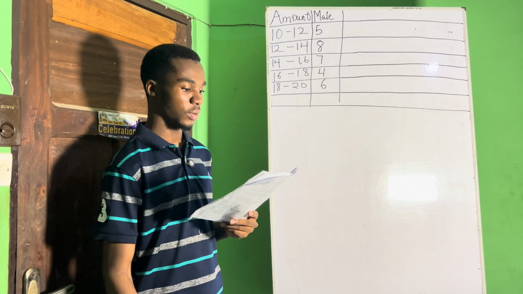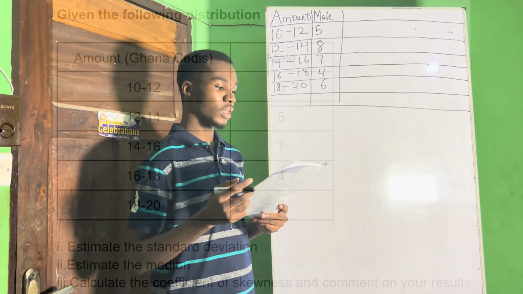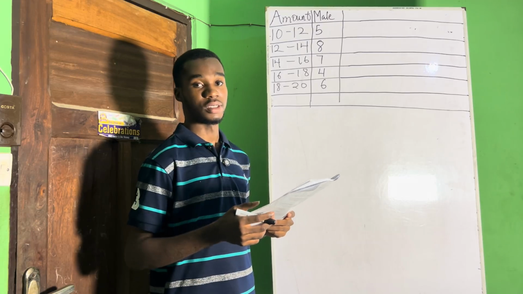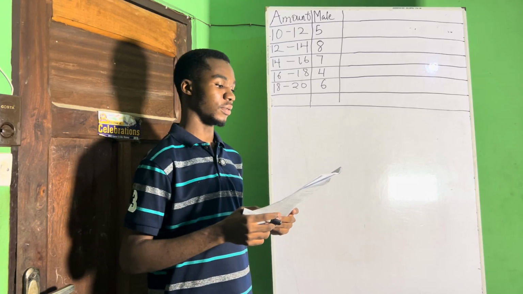All right, so I'm going to read a question. The question says, given the following distribution, you have amount in Ghana cedis: 10 to 12, 12 to 14, 14 to 16, 16 to 18, and 18 to 20. Then you have frequency: 5, 8, 7, 4, and 6. Then (i) estimate the standard deviation, (ii) estimate the median, (iii) calculate the coefficient of skewness and comment on your results. All right, so this question came for almost 20 marks. You get it? So it's important to take it very seriously.